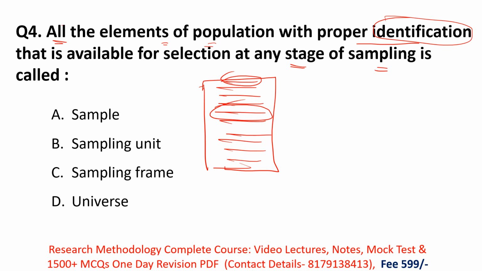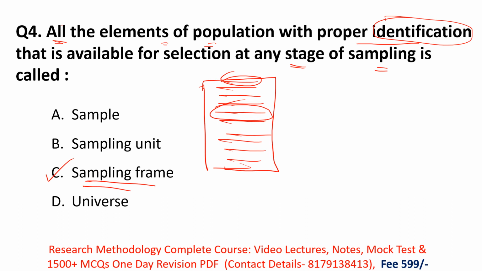So what is this called? This process is called sampling frame, or you can say this is the definition of sampling frame. So what is sampling frame? You have some list, or you made some list, in which the population members' names, their identification, their address, you mention properly, and you select samples directly from this list. So this is known as sampling frame.